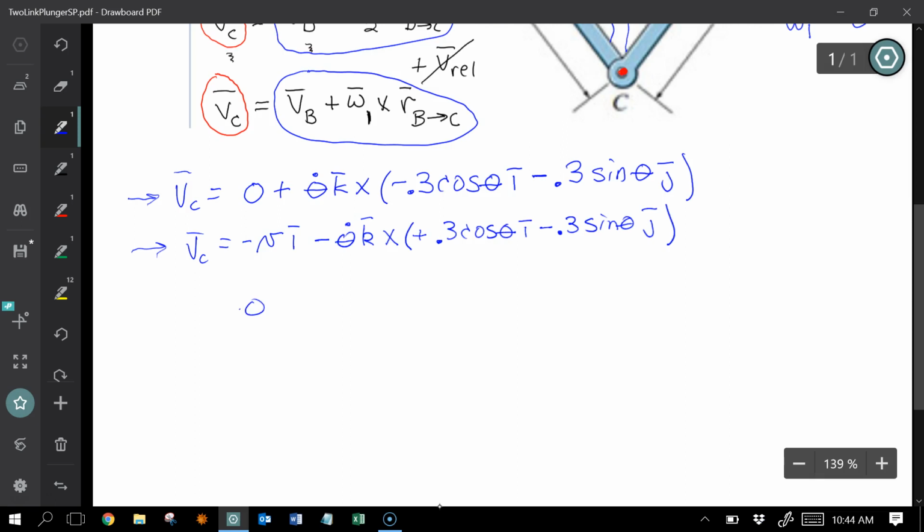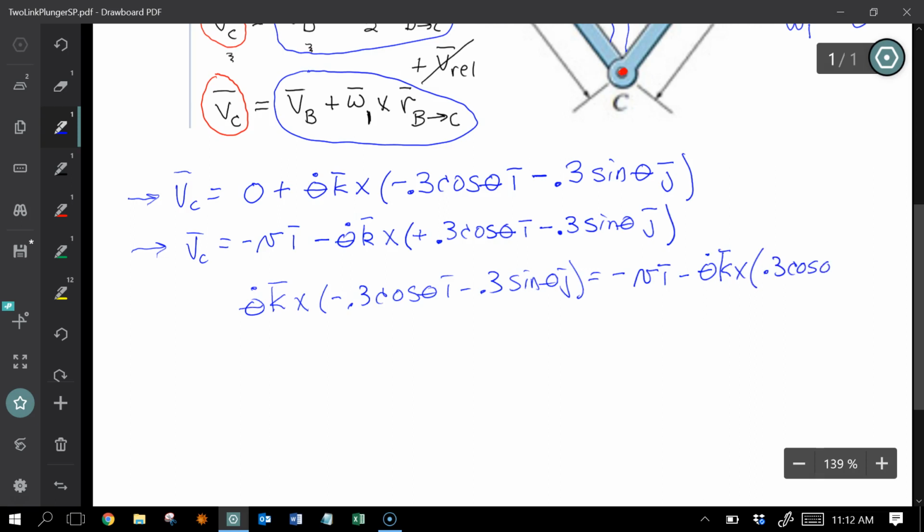So that would be theta dot k cross minus 0.3 cosine theta I minus 0.3 sine theta J equals the bottom one, minus V I, minus theta dot k cross 0.3 cosine theta I minus 0.3 sine theta J.